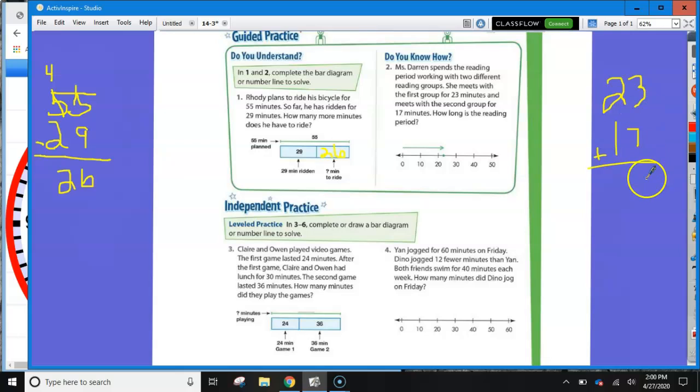7 plus 3 is 10. I'm going to bring the 1 up here, and I have 2 plus 1 is 4. So the whole reading period is 40 minutes long.